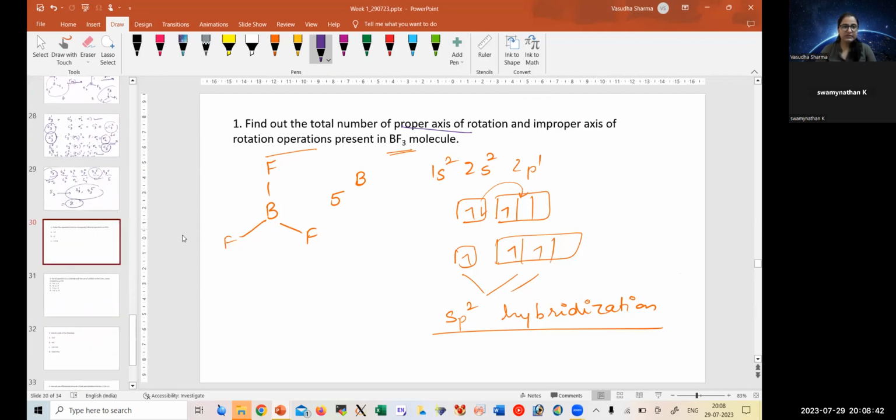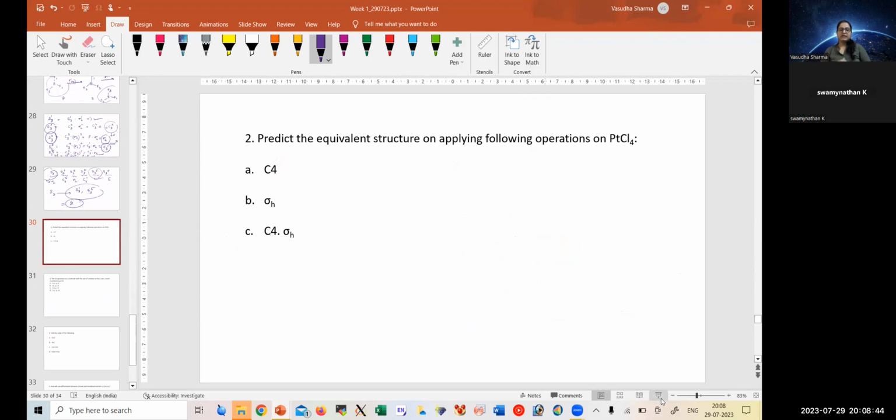Okay, so now we are moving to the second question. The second question is: predict the equivalent structure on applying the following operations on PtCl4. So PtCl4, platinum chloride, has a square planar geometry. So it is like this way. If I define the chlorines as 1, 2, 3, and 4, now you have been given the operations and you have to apply them on your molecule.